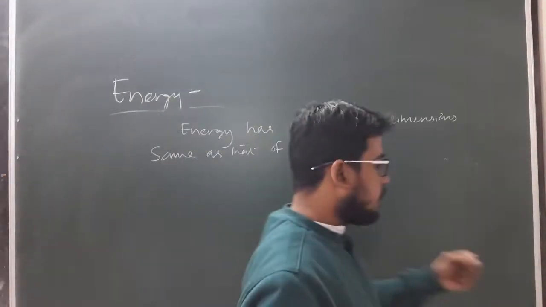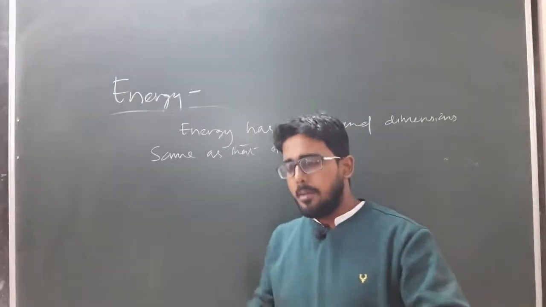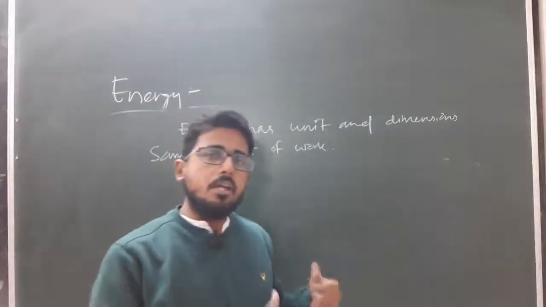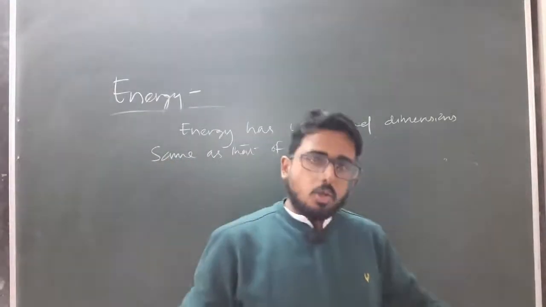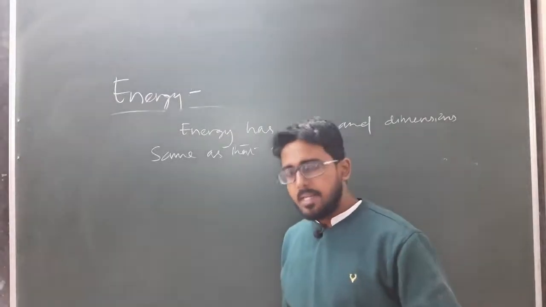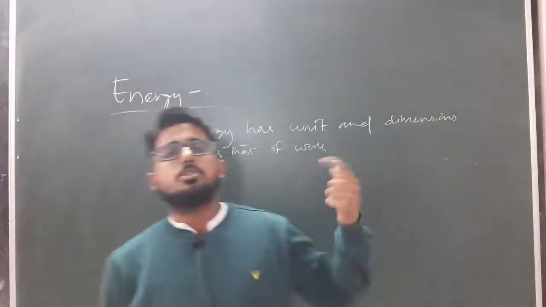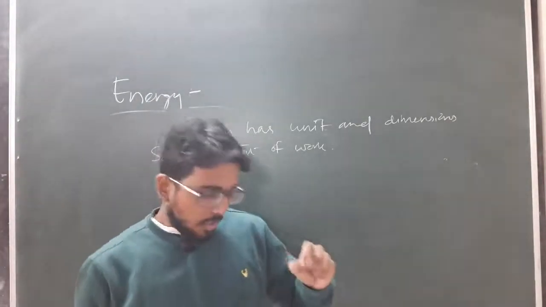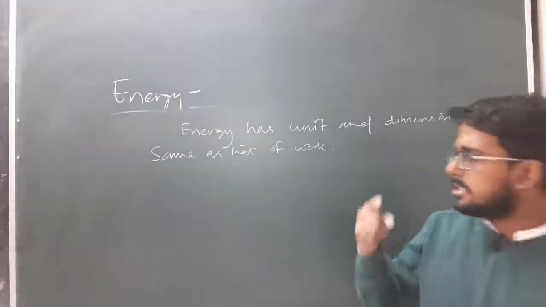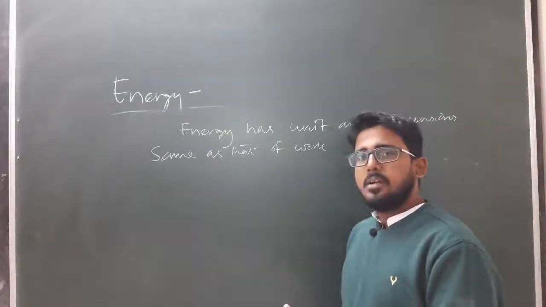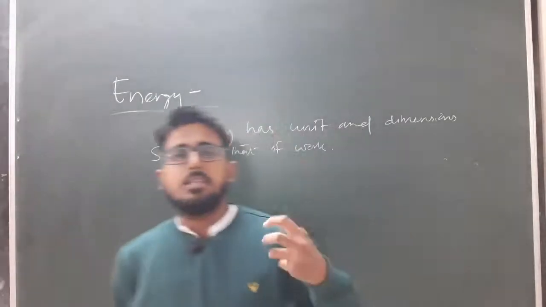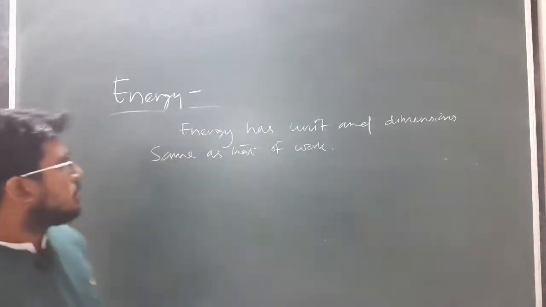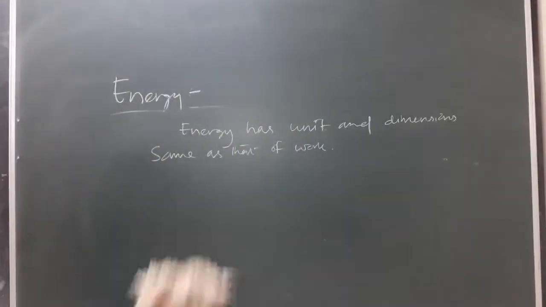So if I am doing work on something, then I am losing energy. So the work performed by me is equal to the energy lost by me. If someone is doing work on me, then I am gaining energy. So the work done by some other person is equal to the energy gained by me. Clear? So if someone is performing work, that means they are losing energy. If someone is gaining energy, that means someone else is doing work on that person. Clear? So this is about the energy basically.